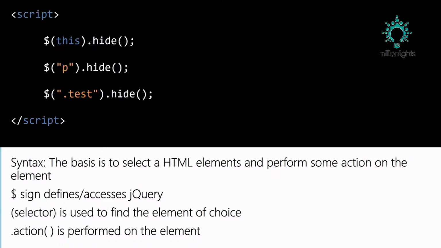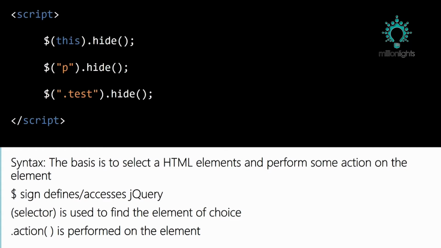Same thing with ID. With IDs, of course, you start off by calling them with a pound sign, so it would just be pound, whatever the name of the ID is. It's very simple. It's just the same way you would call the selector inside of a CSS file. If you call it that way in the CSS file, then you would call it the same way in jQuery, just in parentheses.